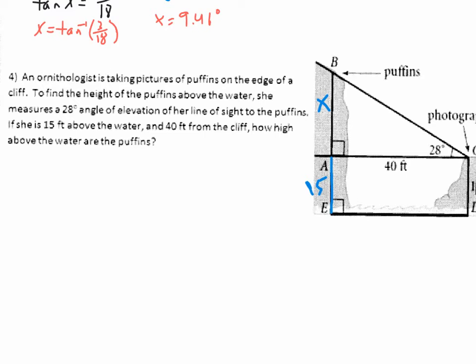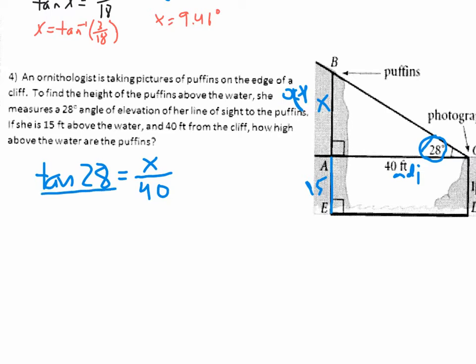To find x, we know that we're starting at 28 degrees. From that perspective, x across from it is the opposite, and 40 right next to it is adjacent. So we're going to use tan again and say tangent of 28 is opposite over adjacent. So you can set up a proportion again. X is times 1. Tan 28 is times 40. So it's just tan 28 times 40.